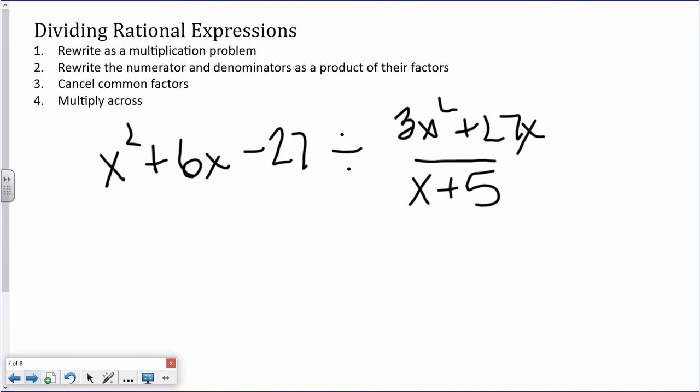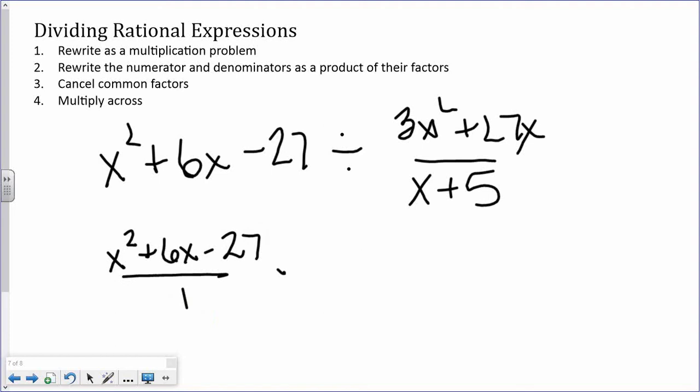So again, the first thing I'm going to do is rewrite it as a multiplication problem. So I have x squared plus 6x minus 27. I'll make it over 1. And then times the reciprocal, which would be x plus 5 in the numerator, and then 3x squared plus 27x.